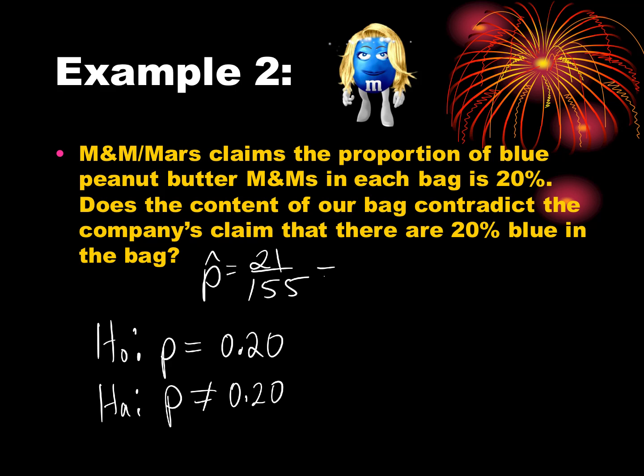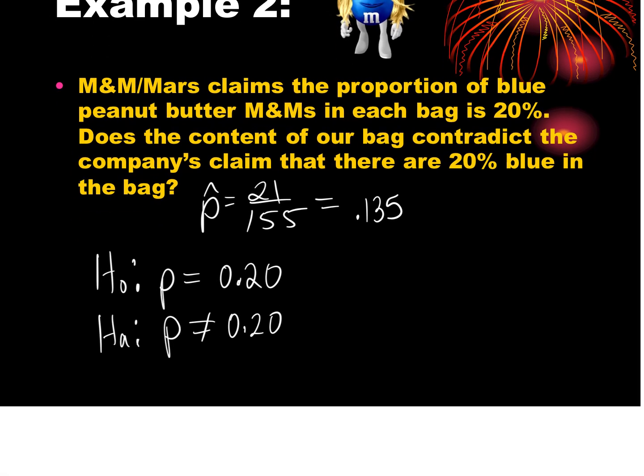My p hat here, 21 out of 155, is what? It's pretty low. 0.135. Okay. So we only got 13.5% blue M&Ms in our bag. They say there should be 20% in their bags. So then I'm going to do what? Check conditions.